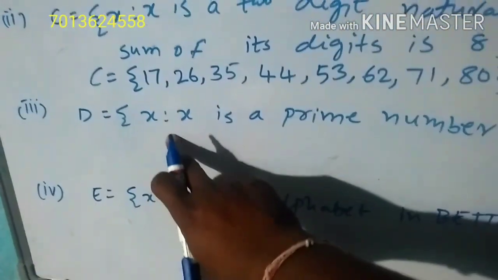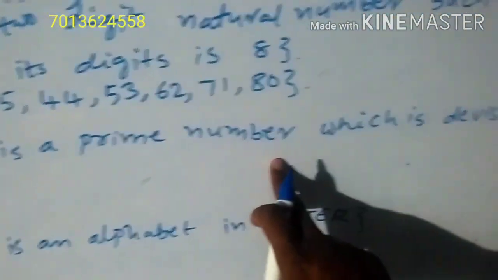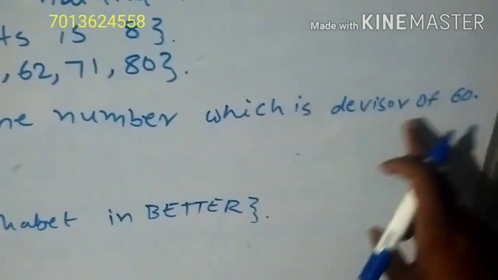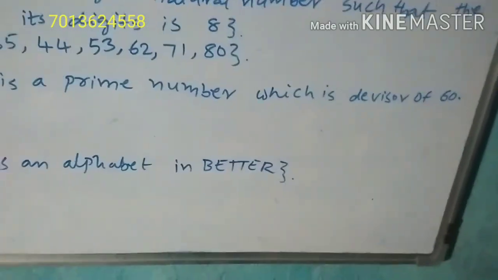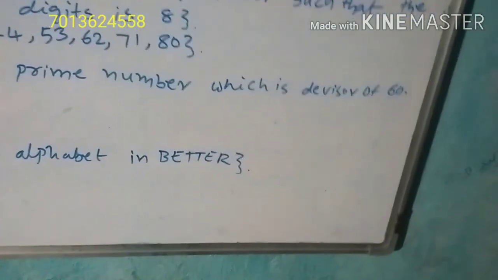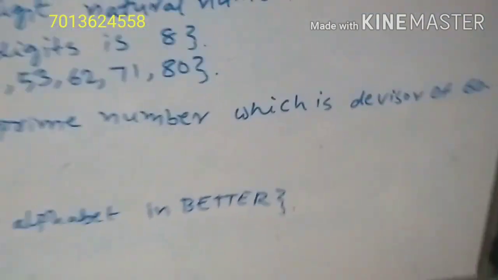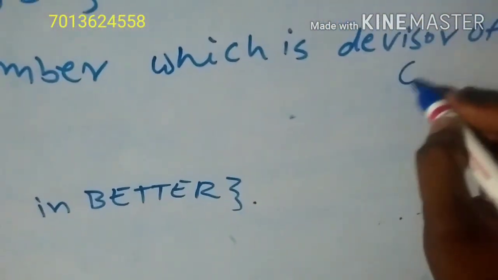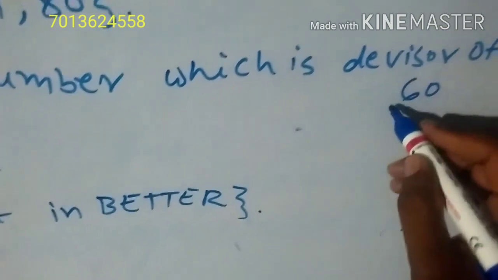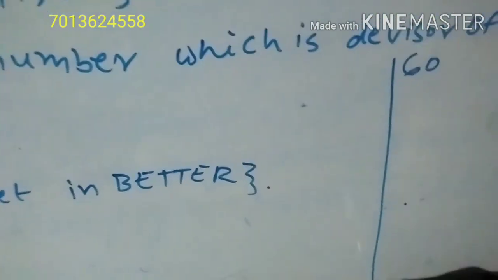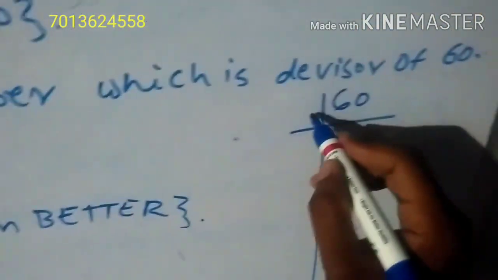Next D. D is equal to x such that x is a prime number which is divisor of 60. So which is divisor of 60? First we have to find the divisors of 60. From that we have to get prime numbers, prime divisors. So do with 2.